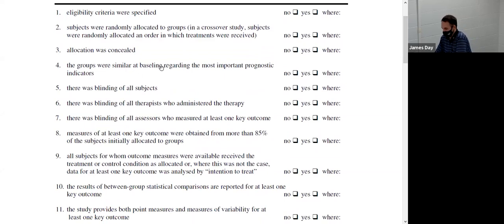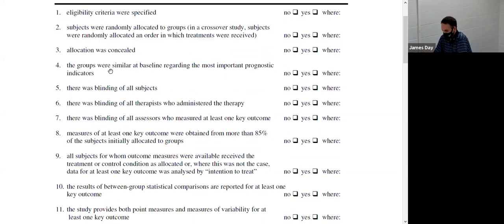Groups were similar at baseline regarding the most important prognostic indicators. And so this is where we were talking about randomization is great with the groups, but it's not perfect. If for some reason there's some weirdness that occurs and the groups are different at baseline, right, then they wouldn't get this point. And that would obviously show a decrease in the internal validity.